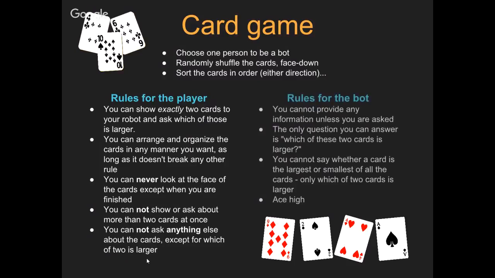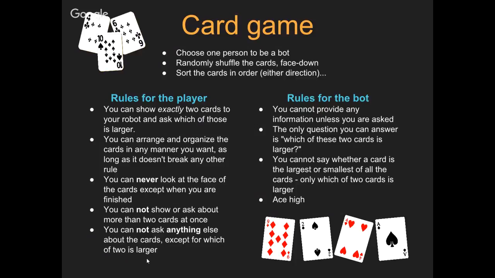Now, if you are the bot, you cannot provide any information unless you are asked, and the only question you are allowed to answer is which of these 2 cards is larger. If they ask you any other question, you're not allowed to answer it, and you can't give any other indication or hint, visually or verbally or in any other way. Also, for the bot, ace is high. If you make a mistake and accidentally say ace is low, that's okay, just as long as you're consistent and you remember that when you're checking their answer at the end.